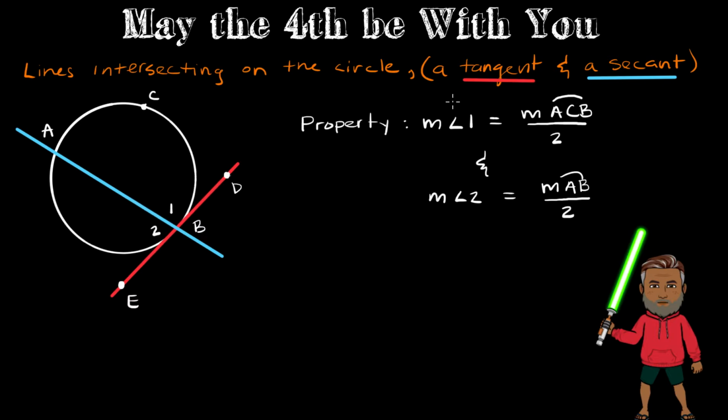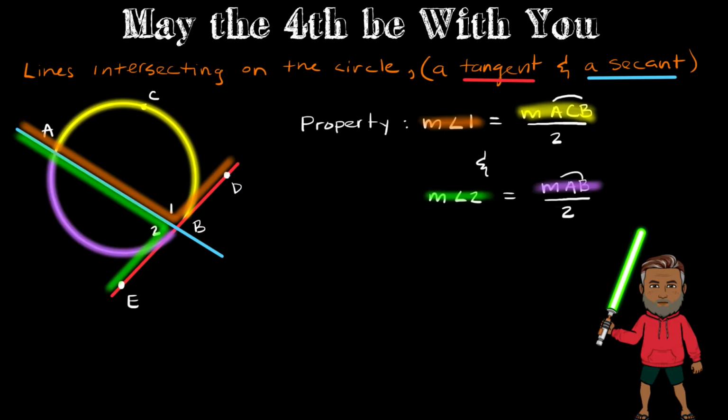Now, the property of that is right here. To highlight that, let's take a look at angle 1. In our property, angle 1 is equal to half of the arc that corresponds to it. So angle 1 is equal to half of the measure of arc ACB, or measure of arc ACB divided by 2. The same thing can be said about the second angle, the green angle. The green angle is equal to half of the purple arc. The measure of angle 2 is equal to half of the measure of arc AB.